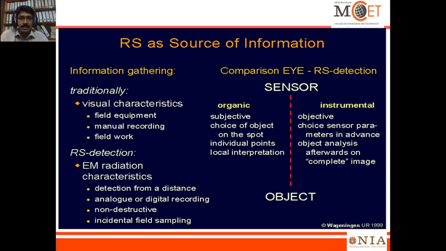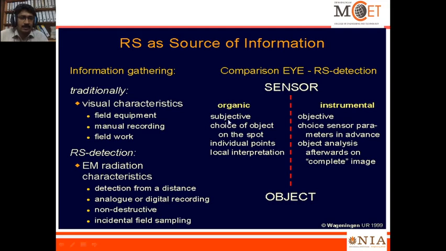So, remote sensing as a source of information gathering. Traditionally: visual characteristics, field equipment, manual recording, field work, that is surveying; a major portion is based on this. Remote sensing is based on electromagnetic radiation characteristics, direct from a distance, analog or digital recording, non-destructive, there won't be any touch or anything, incidental field sampling. So the comparison of the eye and remote sensing is the same.